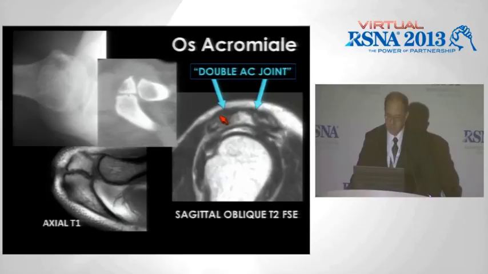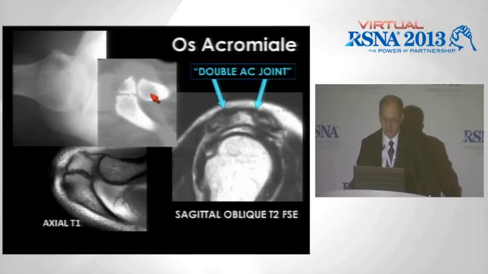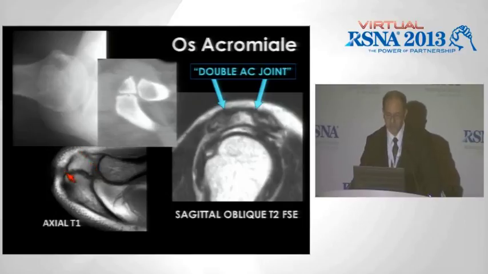This can lead to what's called a double AC joint, not a triple AC joint. There's three bones there: the scapula, the ossicle, and the clavicle. And if you look on the oblique sagittal images, it forms what looks like two AC joints. This is why you really need to go up high on the axials, because it's very easy to see if you go up high on the axial images. Also very nicely seen on the axillary view.